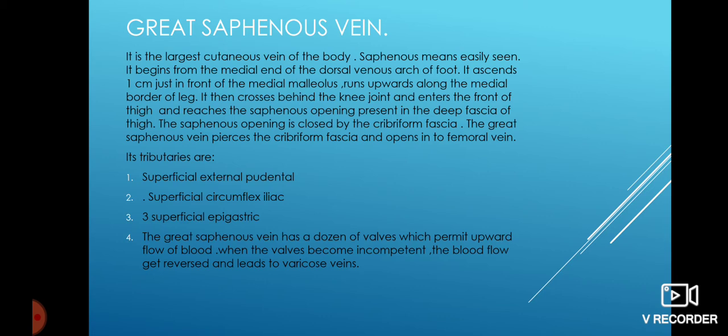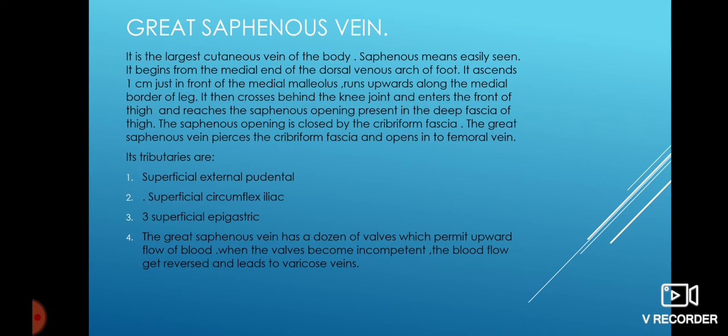It ascends 1 centimeter in front of the medial malleolus, runs upwards along the medial border of the leg, crosses behind the knee, enters the front of the thigh, and reaches the saphenous opening present in the deep fascia of the thigh. The saphenous opening is closed by the cribriform fascia. The great saphenous vein pierces the cribriform fascia and opens into the femoral vein. The tributaries are superficial external pudendal, superficial circumflex iliac, and superficial epigastric.